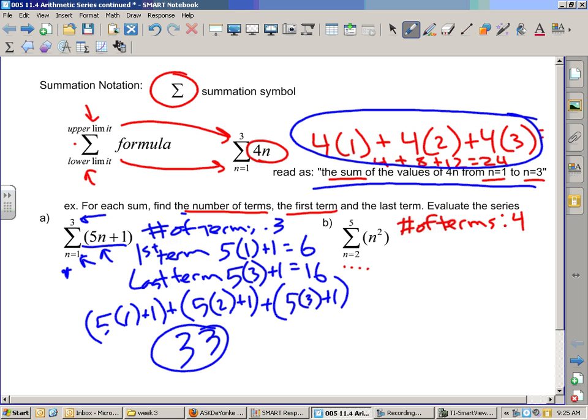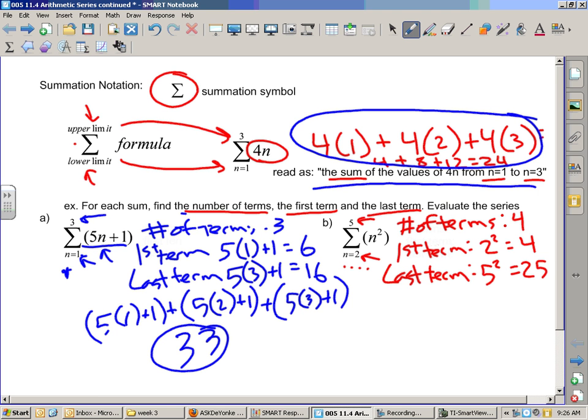First term, again, you're plugging in your lower limit. So don't just plug in the number 1. You need to know what your lower limit was, and in this case it was 2. So I'm plugging in 2 for n. So instead of n squared, it's 2 squared, which equals 4. The last term is the one on top, the upper limit. So we're plugging in 5 for n. So we're doing 5 squared, which equals 25. So that's how we got the last term.